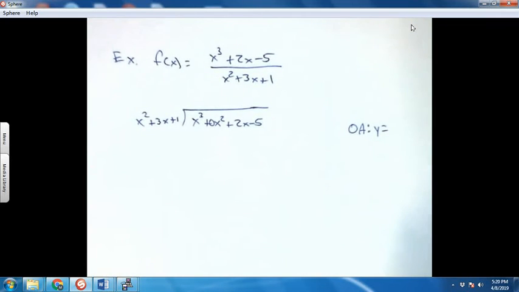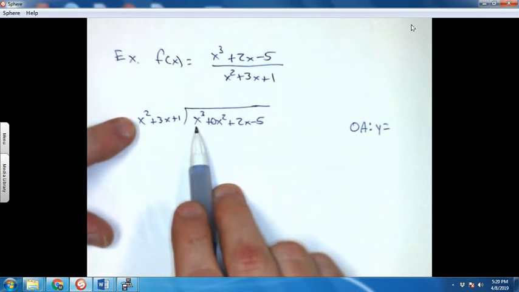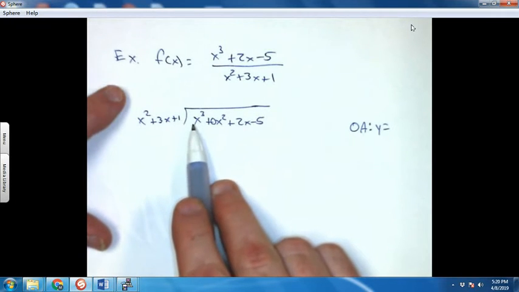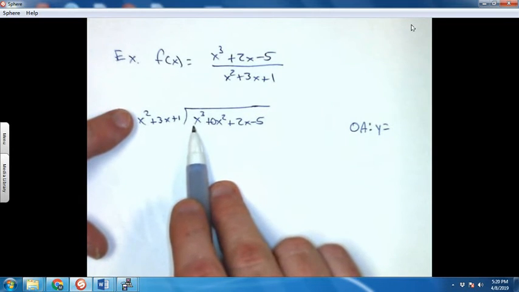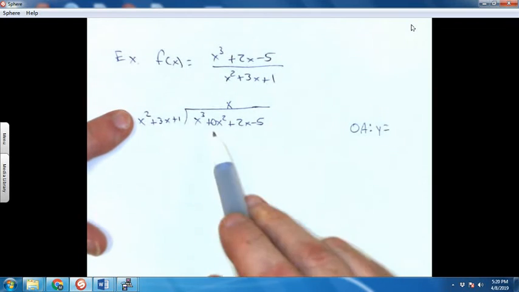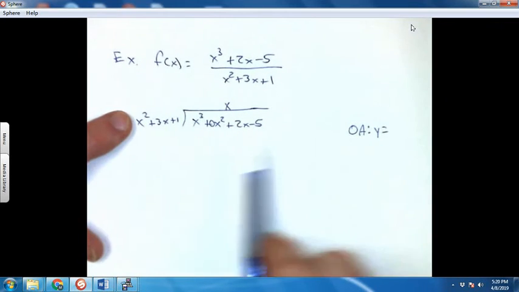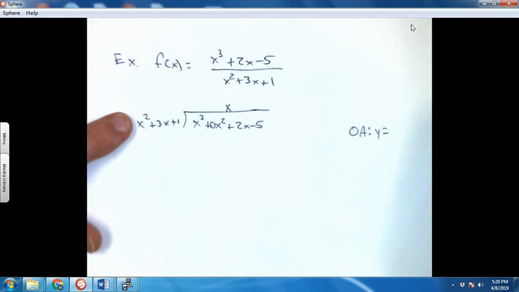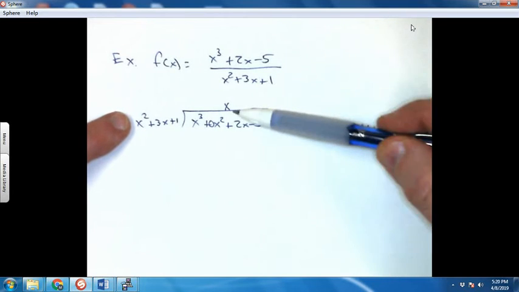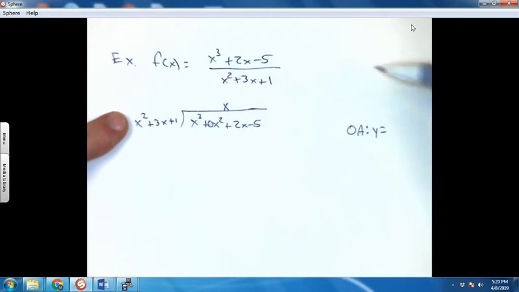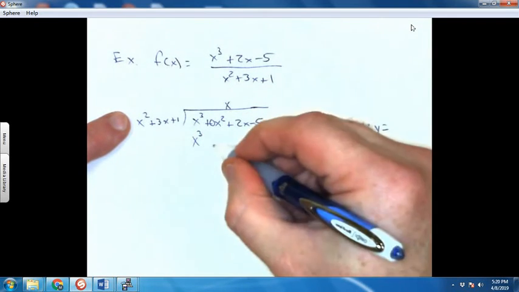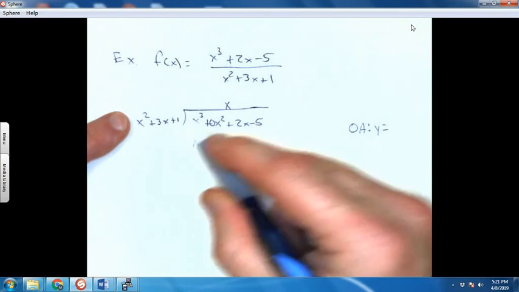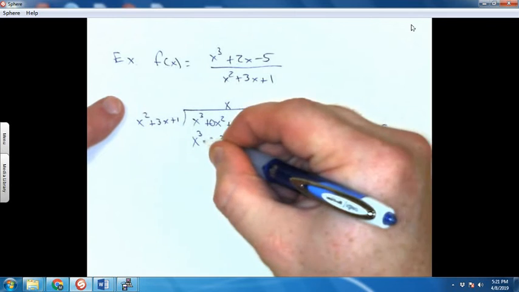So, here we go. I ask myself again, only caring about the leading terms, what times x squared will give me x cubed? Well, that's just regular x. Now, some people get really concerned with where things line up on the top. I'm not so concerned with it. For some people, it really helps. If they want the x's lined up with the x's, so be it. So x times x squared is x cubed. x times 3x is 3x squared. x times 1 is x.